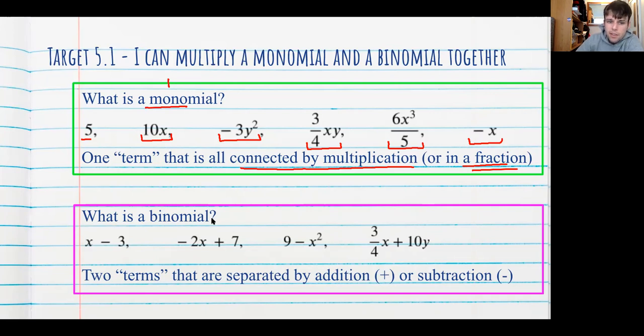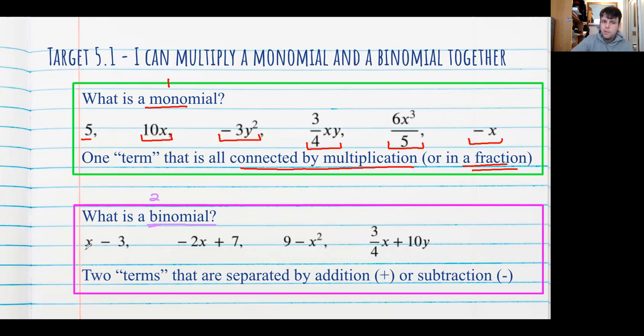The next thing we have here in this pink box is, what is a binomial? Hopefully you recognize, again, the prefix bi. Usually bi means two, right? Like a bicycle has two wheels. So a binomial is going to have two terms. And those terms, which, remember, are the chunks, are going to be separated by addition or subtraction. That's how you're going to be able to tell that we have multiple terms. There will be pluses and minuses in between them.